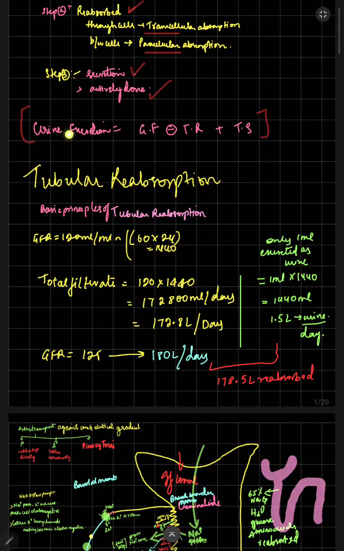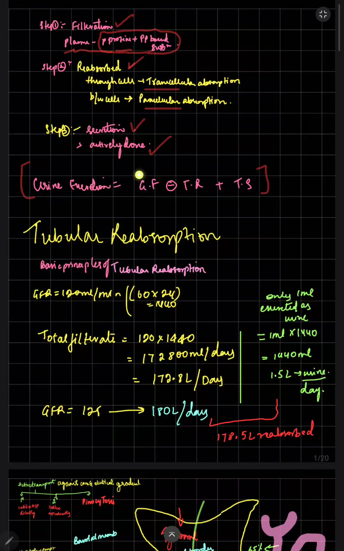So urine formation is basically the combination of three processes: glomerular filtration minus tubular reabsorption plus tubular secretion. Now let's move on to tubular reabsorption. We will focus on a few basic principles of tubular reabsorption.